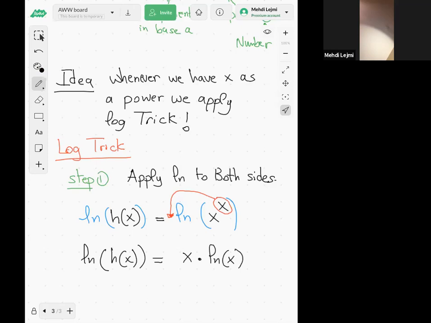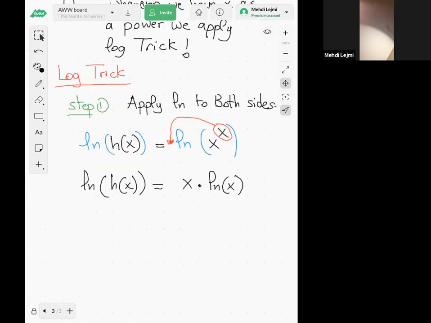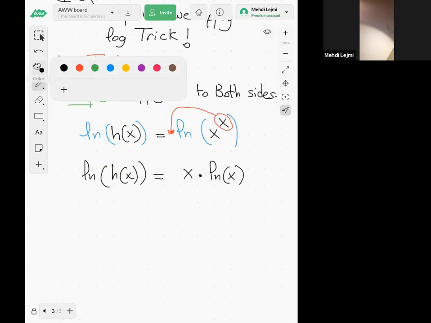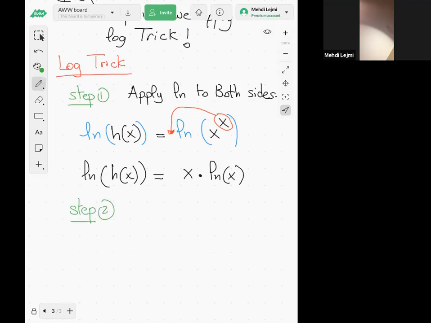So again, that's one of the properties of log. We have log a to the power b, that's b times the log of a. All right. Okay, so I applied the ln to both sides. That's the first step. Now, the next step, step 2, is to compute the derivative.